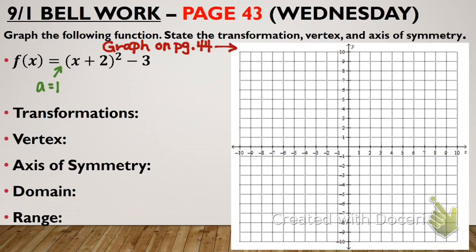Let's do K next. What is my K value? -3. Here's my K. Will that affect my graph? Yes. What will that do to my graph? It's going to make it go up or down. So this specific K value is going to take it which way? Down how far? Down 3.